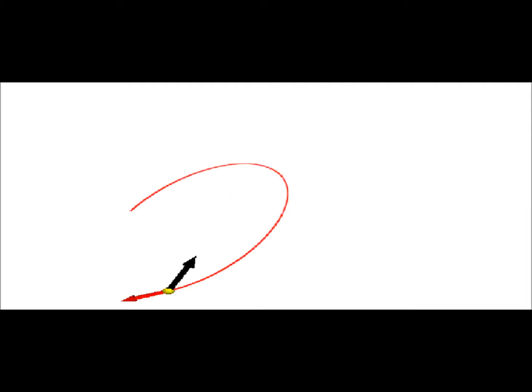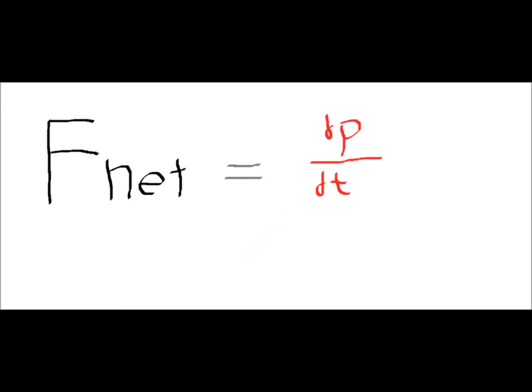Now we add the blue arrow to visualize the effects of perpendicular force. This force points in the direction of the orbit. Finally, we add the red arrow to visualize the effects of parallel force. This force points in the same direction as the blue perpendicular force. The net force is equal to the change in momentum.